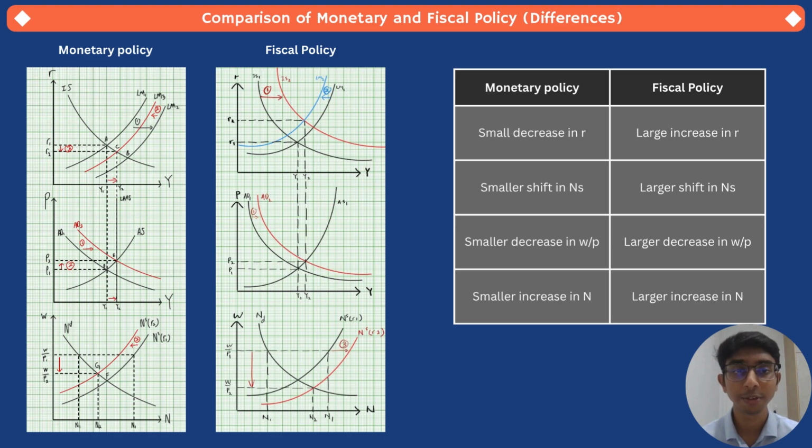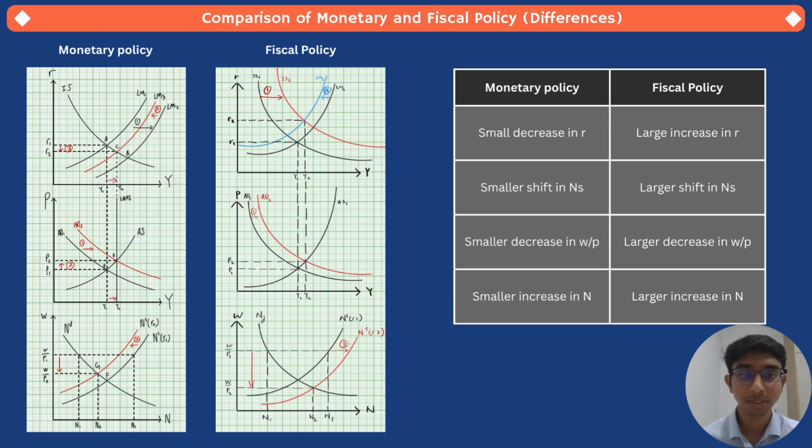Now we will look at the differences between monetary policy and fiscal policy. The first difference is in terms of R, which is the interest rate. For monetary policy, there will be a small decrease in R, while for fiscal policy, there will be a large increase in R. The small decrease in R for monetary policy will be accompanied by a smaller shift in the labor supply curve, which is the NS curve. And for fiscal policy, the large increase in R will be accompanied by a larger shift in the NS curve.